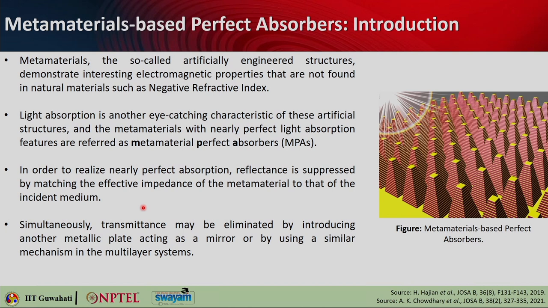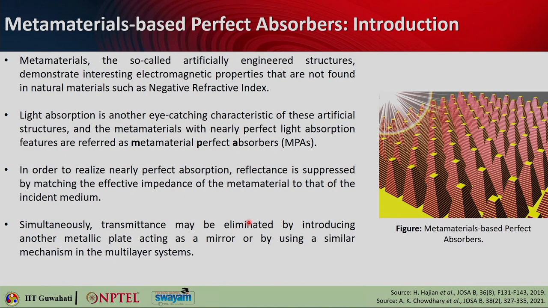Okay, so in absorbers, you want the entire light to be absorbed. So you are trying to cancel the reflection by using some metamaterial absorber, and also you are trying to get rid of the transmittance, and that you can do by introducing another metallic plate which acts as a mirror, or by using a similar mechanism that we have seen in the multilayer system. So, metamaterial perfect absorbers do not have any transmission, they also do not have any reflection. So, whatever falls on them should get absorbed.